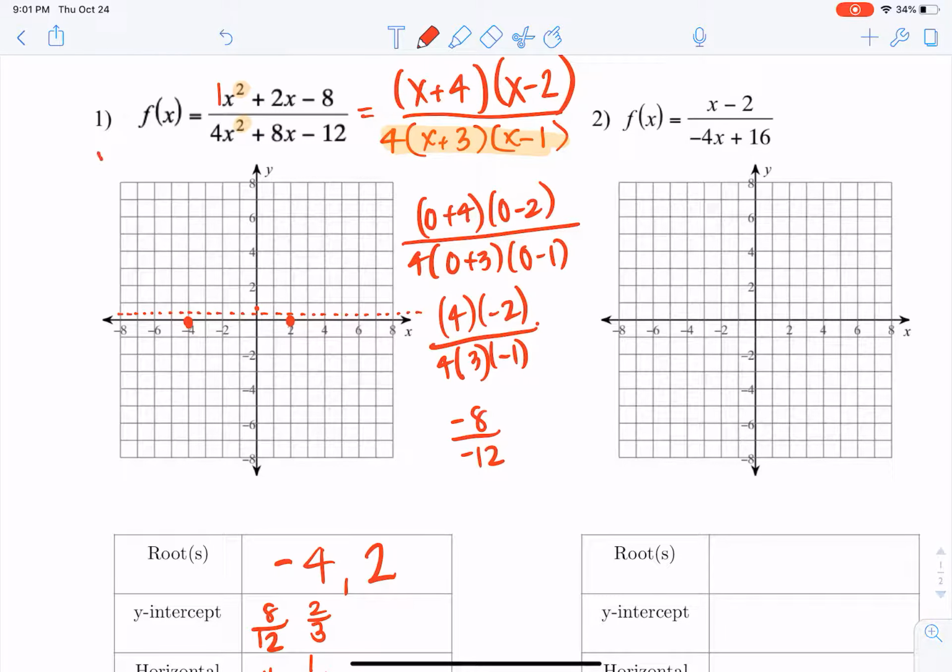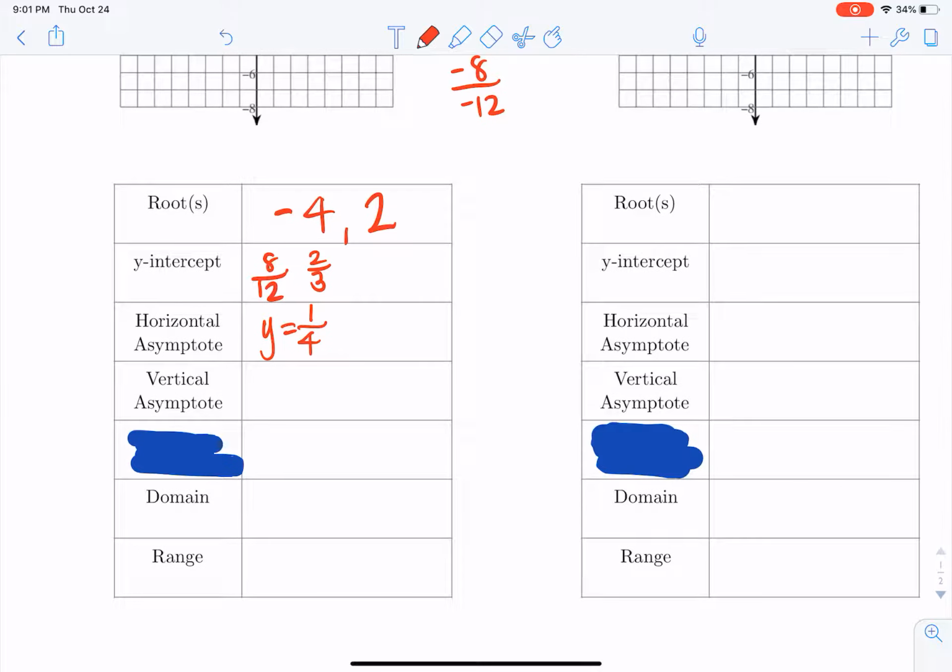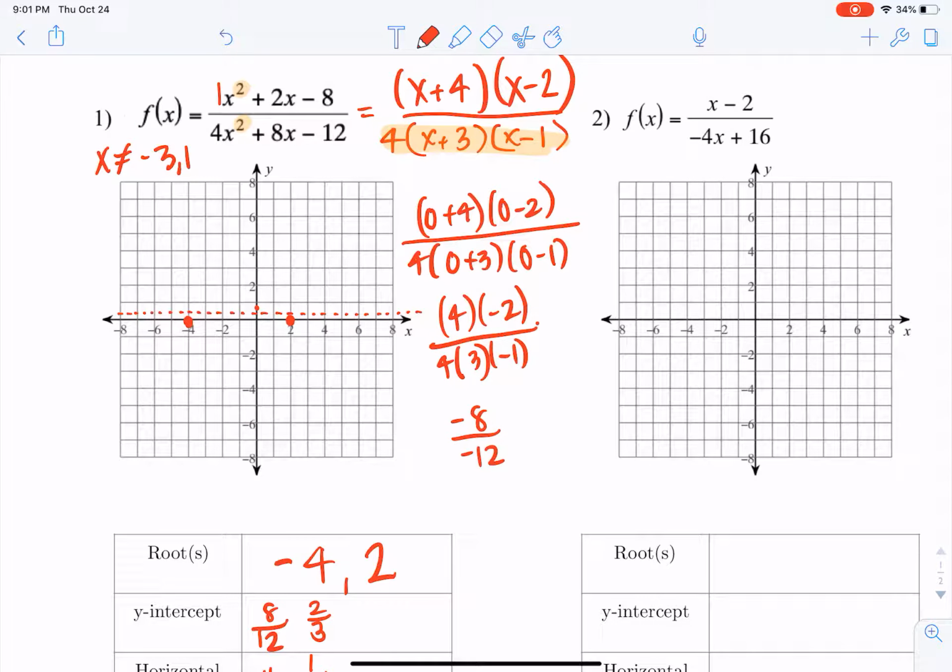For my vertical asymptotes, I can set my denominator equal to 0. So I know that my restrictions are that x can't equal -3 or +1. So I know that I have vertical asymptotes when x is equal to -3 and +1. I'll also sketch in my -3 and my +1.